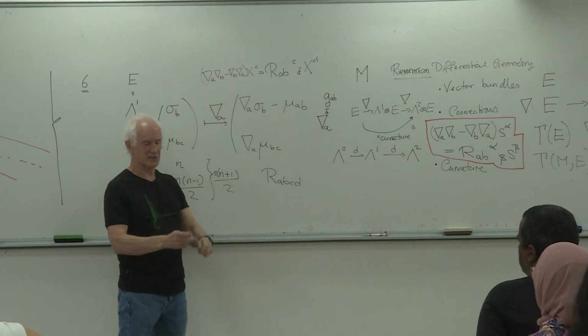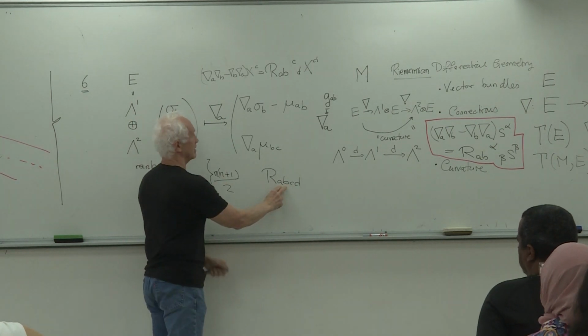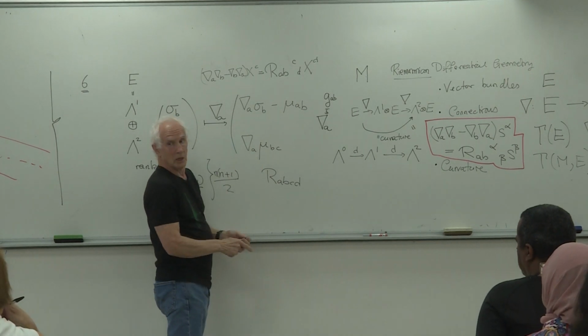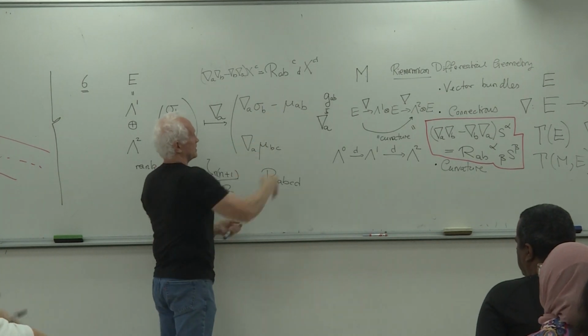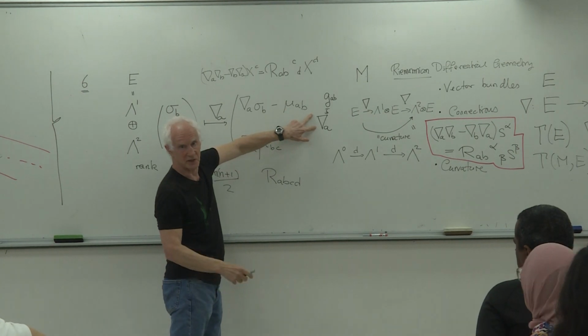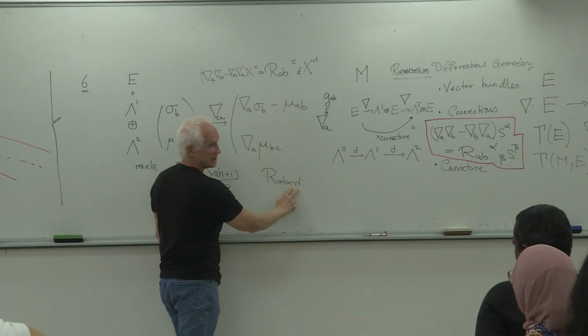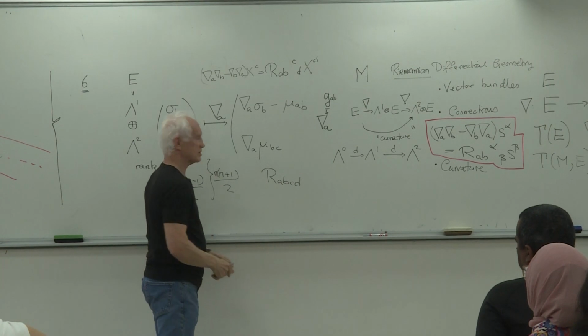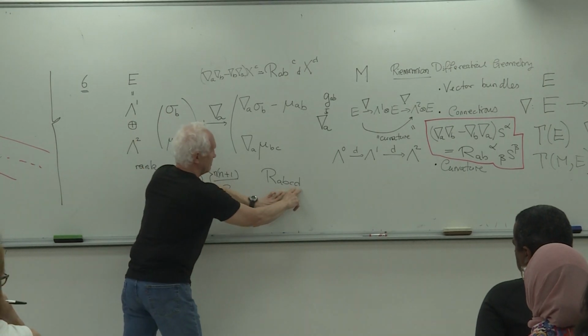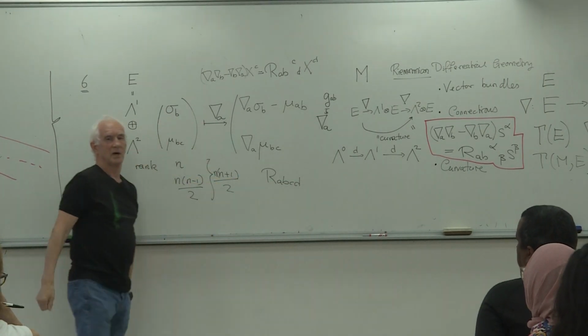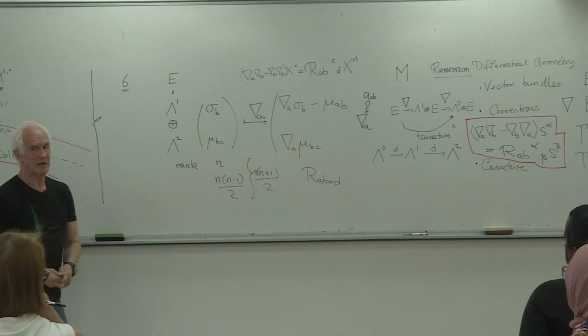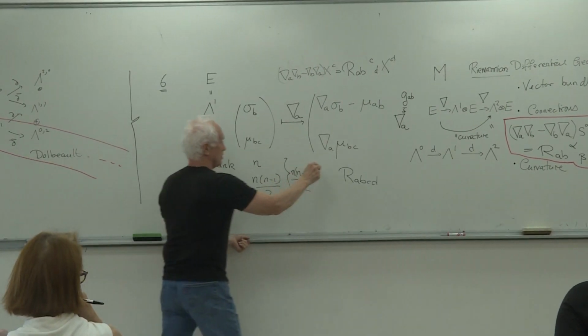It has various exciting symmetries. It is skew in A and B by definition. Also, because of the properties of this connection here, it's actually skew in C and D as well. And then it has some other properties, like if you interchange AB with CD, it's symmetric. Okay, this is called the Riemann curvature tensor.